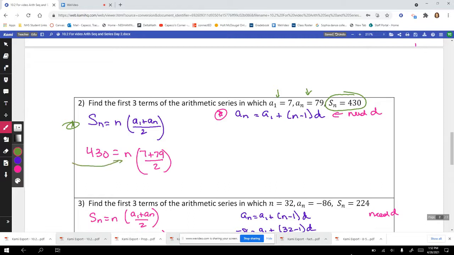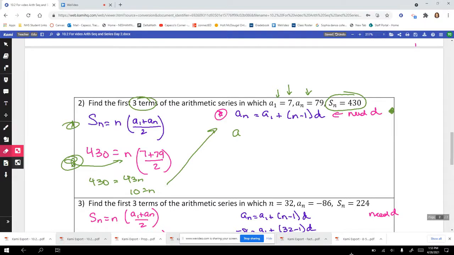To figure out my first 3 terms, I'm going to have to find out what d is, because I know I'm starting at 7, but I don't know how much I'm adding. Once I have that, I can find those first 3 terms. So if I go back to my sum formula, I have 430 is equal to 7 plus 79 divided by 2, which is going to give me 43n. So 10 is equal to n. Now I can go back to my next formula, and once I find my d value, I will be able to know what my first 3 terms are.